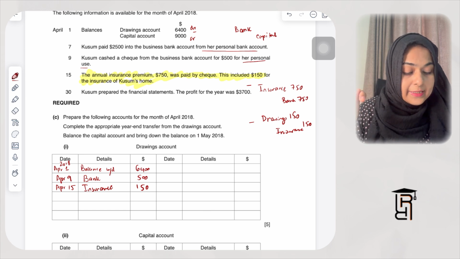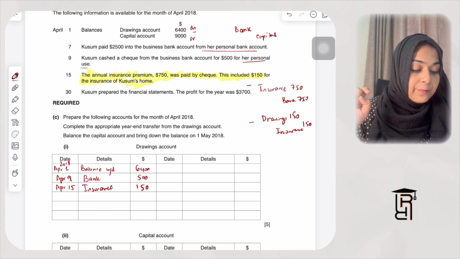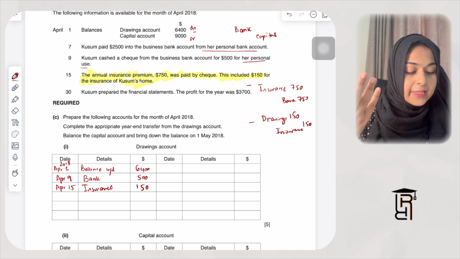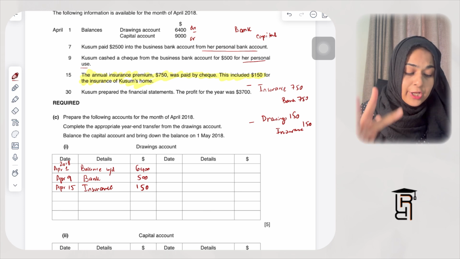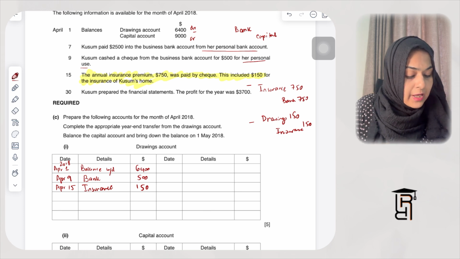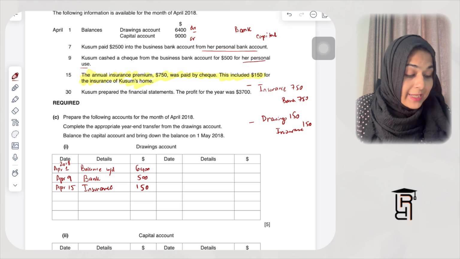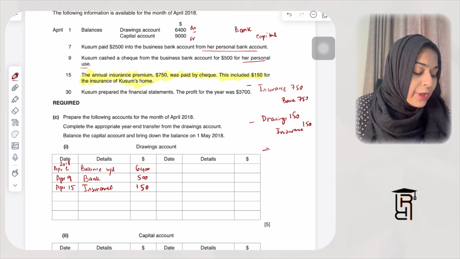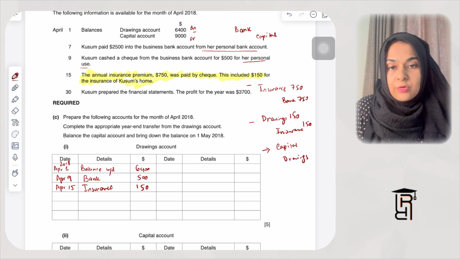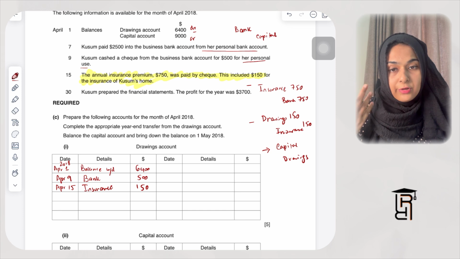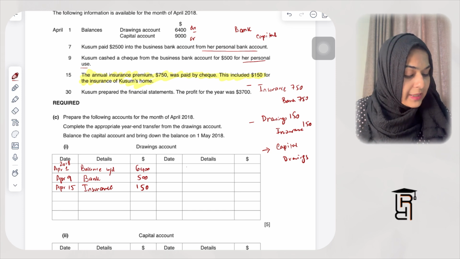Then they are saying Kusum prepared the financial statements. The profit for the year was 3,700, that they have given you for the capital account. Then they're saying prepare the following accounts for the month of April 2018, complete the appropriate year-end transfer from the drawings account. So basically now this total drawings is going to be transferred into capital. So when you transfer drawings into capital, capital account is basically debited and drawings account needs to be credited. So we basically close the drawings account. There's no balance carried down anymore in the drawings account. I'm going to transfer this to capital.